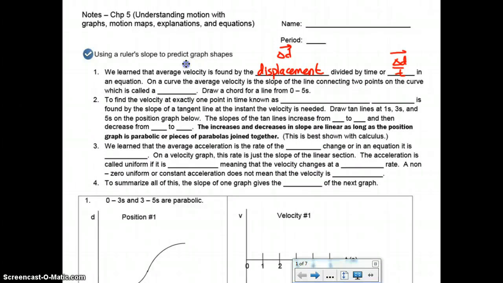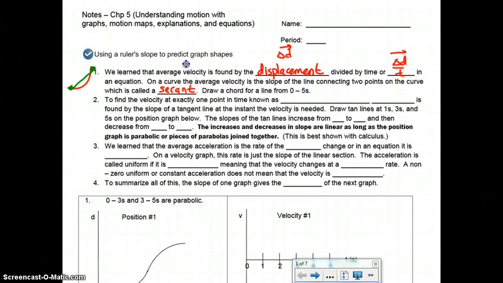On a curve, the average velocity is the slope of the line connecting 2 points on the curve. Okay? So if we have a curve and we have 2 points on that curve, what's that line called we use to connect 2 points? Let's say we have a curve like that. We have 2 points, one right here, one right here. We connect those 2 points. What's that line called? Anybody remember? Secant. Yeah, secant. Good. That's the secant line.